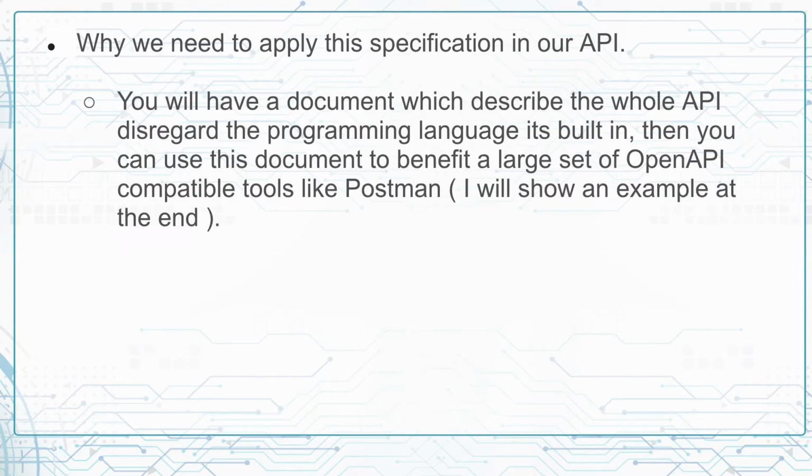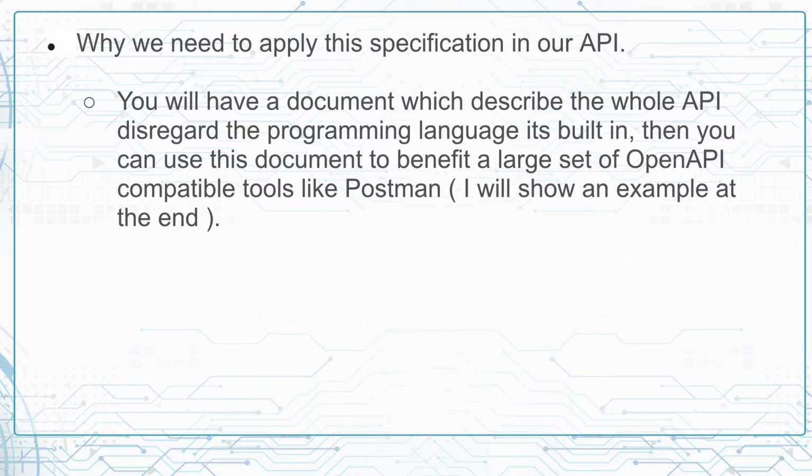In order to understand this definition, we need to ask ourselves why we need to apply this specification in our API. Imagine you have a document which describes the whole API, regardless of the programming language it's built in. So basically, if you have a Spring Boot application with a REST API and you apply these OpenAPI specification standards, you can extract a JSON file, for example, which contains all the information of your API and all the responses, all the tags, everything. You can use this document, for example, to generate the boilerplate code for your API in a different programming language like Node.js. Also, you can use this document to benefit from a large set of OpenAPI compatible tools like Postman.